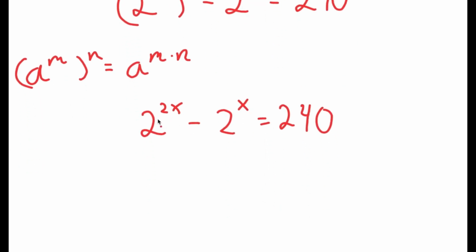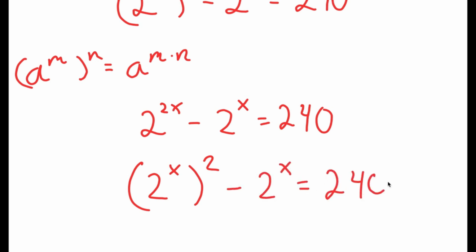And now I can rewrite 2 to the power of 2x as 2 to the power of x to the power of 2. So I get 2 to the power of x to the power of 2 minus 2 to the power of x is equal to 240.